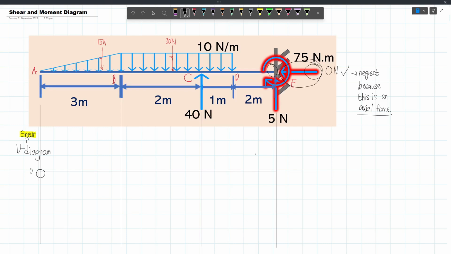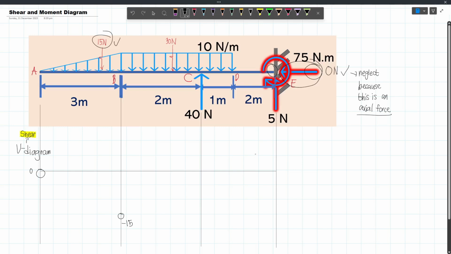From here up to here, we have 0 minus 15. Now sir, why minus? That's because the 15 newtons acts downward. And so the value here will be negative 15, or simply the shear at B. Now sir, what is the connecting line between them? Will it be a straight line or a curved line? Now in this particular figure, we will connect using a curved line.